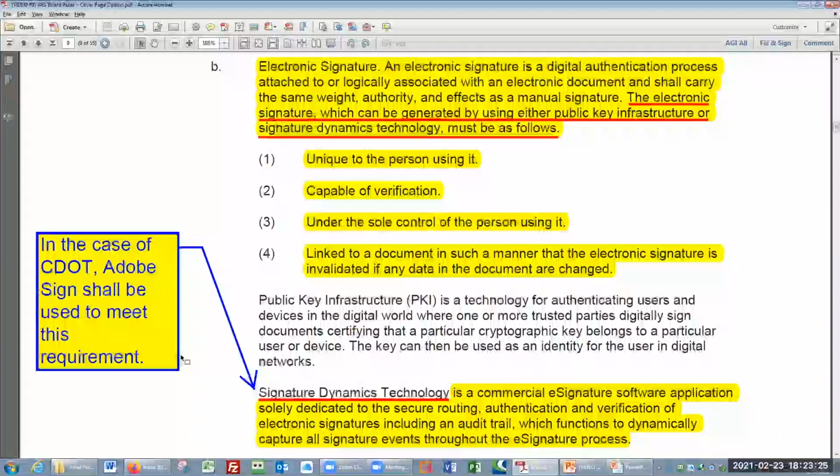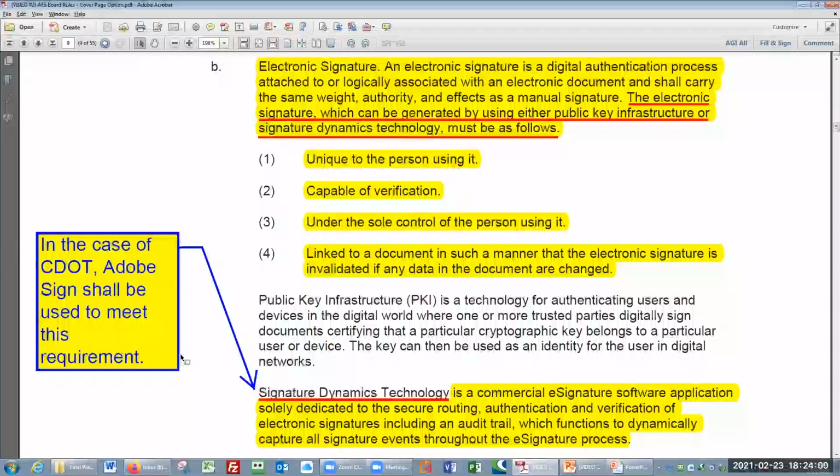That language I think is verbatim from a law that was passed sometime around maybe 2012 that allowed for electronic signatures in general. The electronic signature, which can be generated by using either public key infrastructure or signature dynamics technology, must be as follows. So public key infrastructure and signature dynamics technology, it's very important to know the difference. You don't need to remember it, but you need to follow the rules depending on what is required. We'll get into that in a moment.